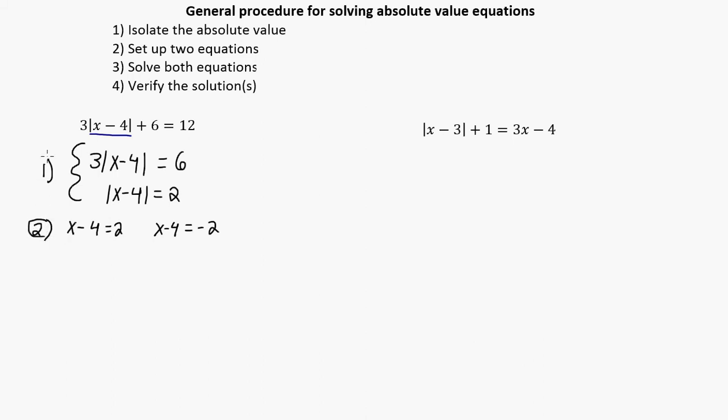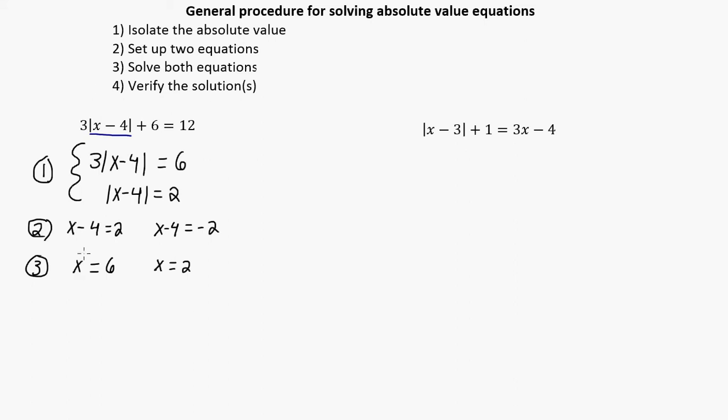Okay, so now step 3 is to solve both of these equations, and for this one it's pretty easy. Just add 4 to both sides, and I have x equals 6. Add 4 to both sides and I have x equals 2. Alright, that was solving both equations. Now my final step, and I cannot emphasize how important this step is enough, verify the solutions. Remember, the whole purpose of solving an equation is to find values of x that satisfy the original equation. So let's plug these guys in.